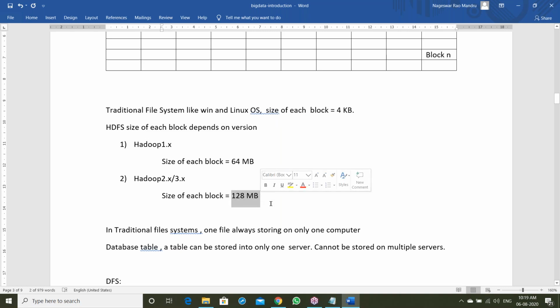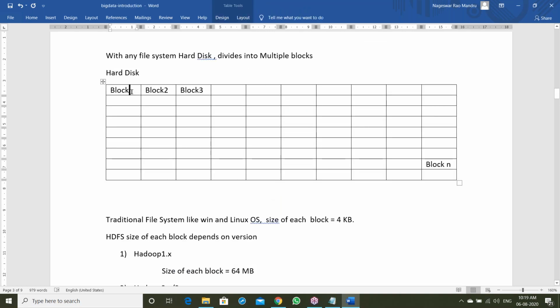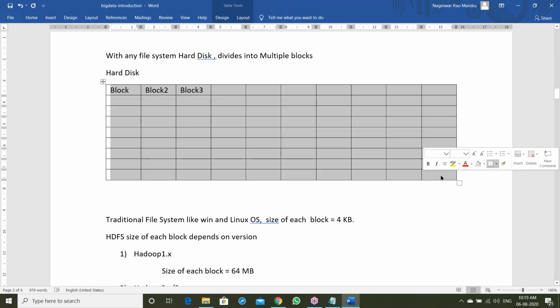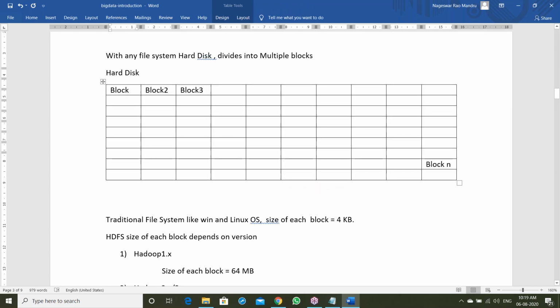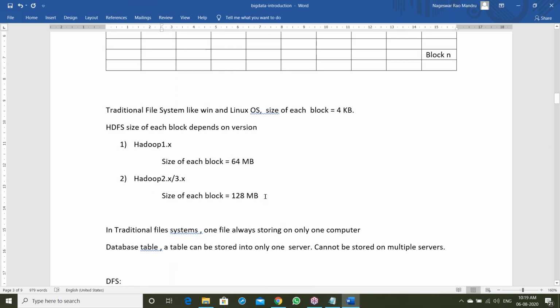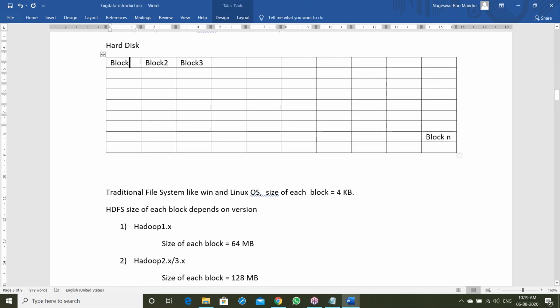Okay. So the disk divides into multiple blocks here, and the size of each block is 128 MB. In Hadoop HDFS, the size of each block is 128 MB. That point is clear, right? So the size of this block is 128 MB.